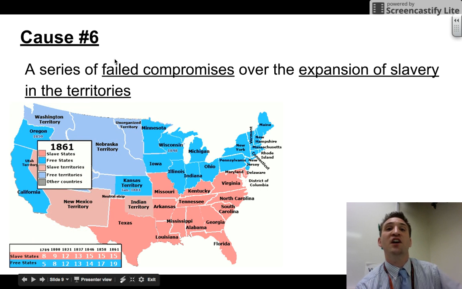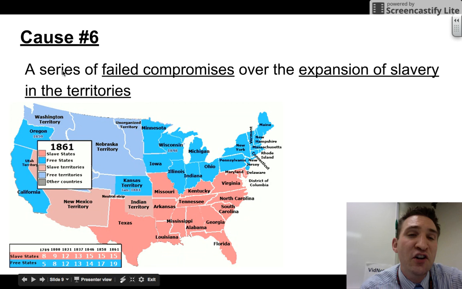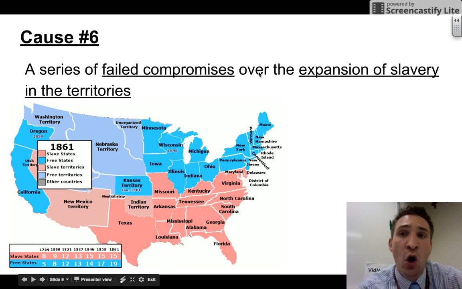Cause number 6 of the Civil War: a series of failed compromises over the expansion of slavery in the territories. 1861 was the year that the Civil War started. You had, according to this chart, 19 free states, which are in blue on this map, and 15 slave states that are in red on this map, including the territories here, which are free and slave. So you have a divided country.